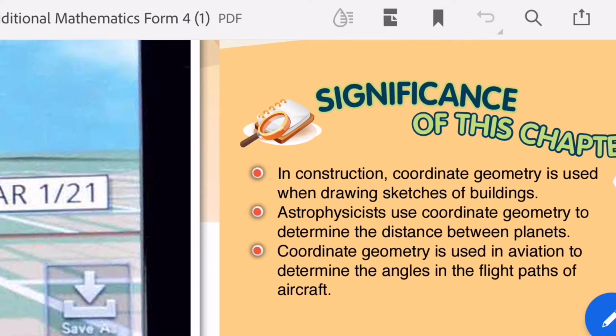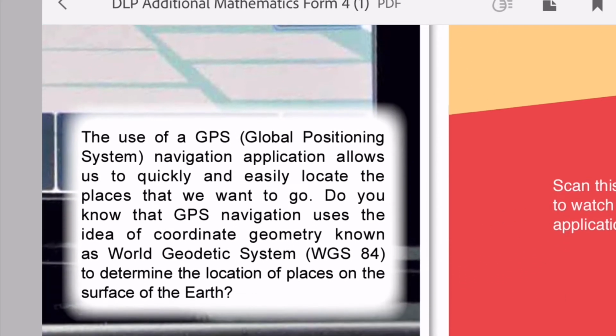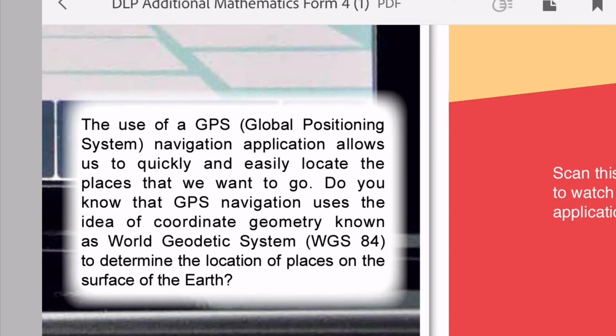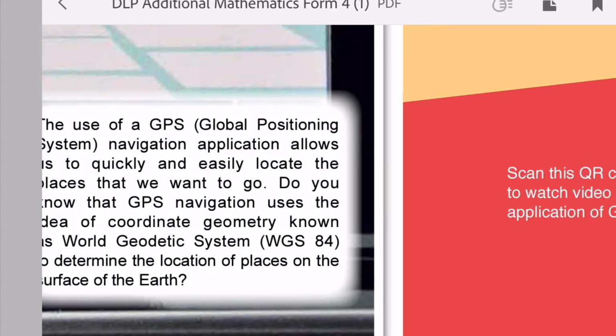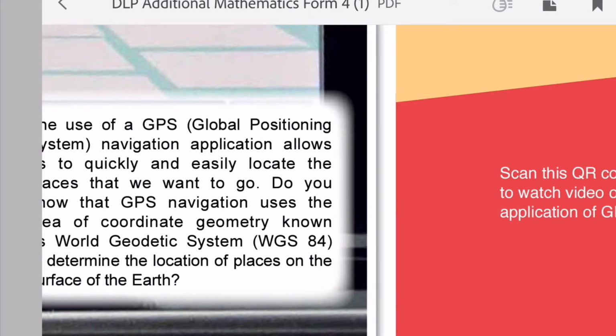It is also very useful for aviation. The use of GPS navigation applications allows us to quickly and easily locate the places that we want to go. Do you know that GPS navigation uses the idea of coordinate geometry? So coordinate geometry is very useful and very important in our daily life.